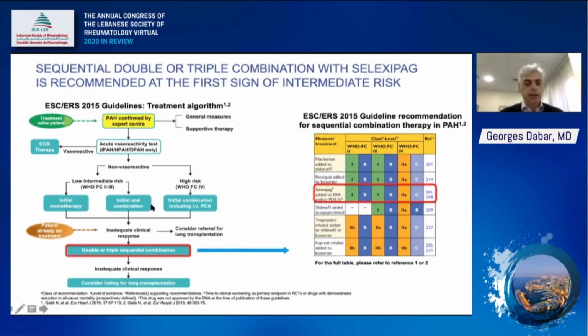And this is exactly almost the same algorithm as we had before. So if you are non-reactive, you are low intermediate risk, WHO functional class 2 or 3, initial oral combination. This is a minority. This is really historical initial monotherapy. And then if you have inadequate response, you go to triple therapy. If you are class 4 initially, you go to initial combination therapy, but here including the IV prostacyclin, while he initially started double therapy, and you go to a sequential triple therapy if you have no improvement.